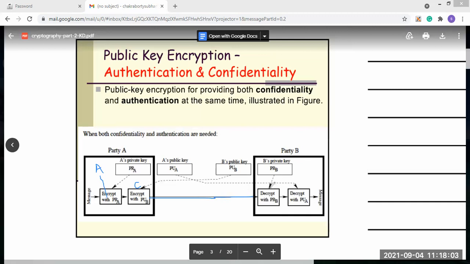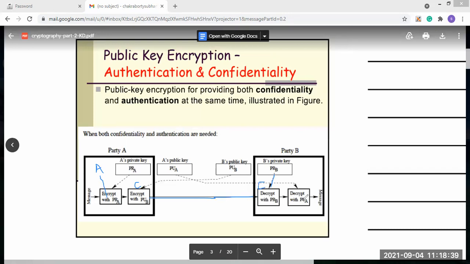So what will party B do? First, party B will decrypt the message using the private key of B. That means this is the confidentiality process. The message was encrypted for party B, and then it goes and is decrypted by party B using B's private key. So that is the first process, the confidentiality.